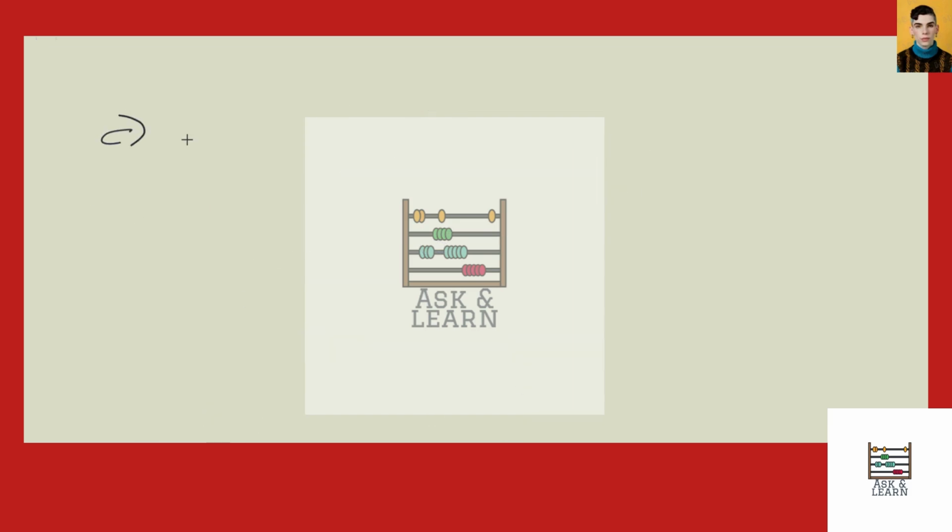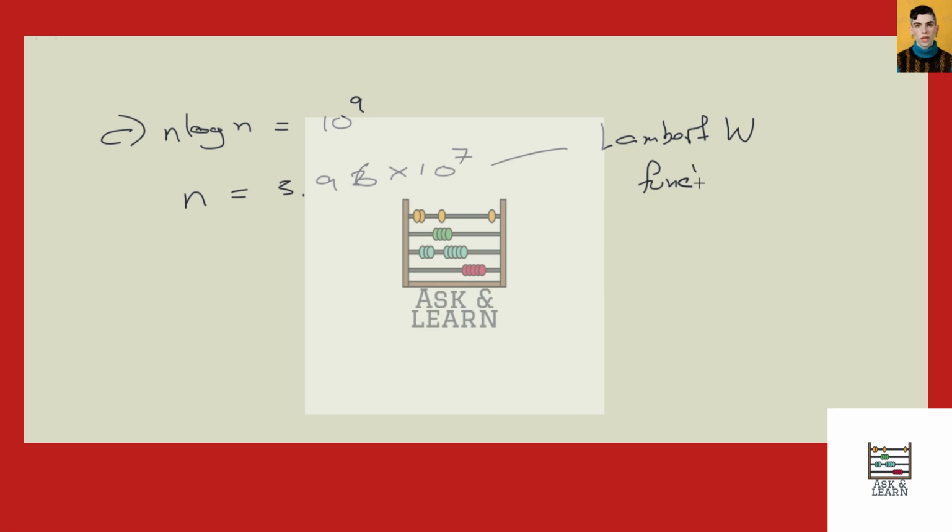And for c, we have n log n is equal to 10 to the 9. You can try to solve this, but it's very difficult. All I can tell you is that there's a function that does this for you, and it gives you n is equal to 3.96 times 10 to the 7. To get this number, you need to use the Lambert W function. This is a very complicated equation. I barely even know how to solve it, but that's what the answer is.